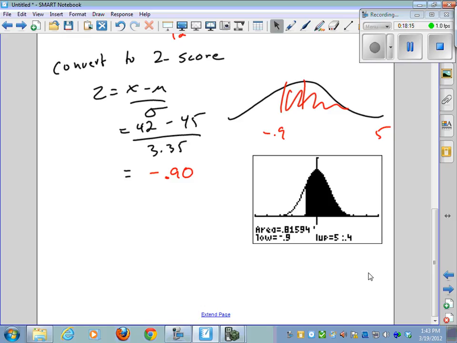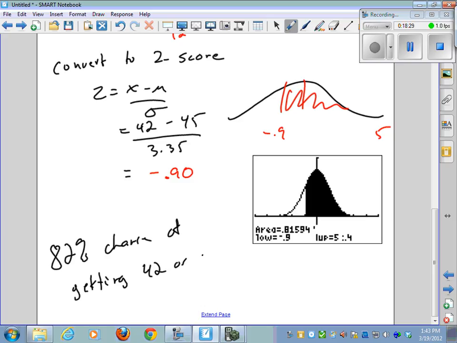Well, this makes sense. So the answer is 82%. She has an 82% chance of getting 42 or more free throws. Okay, so all this work makes sense to me.